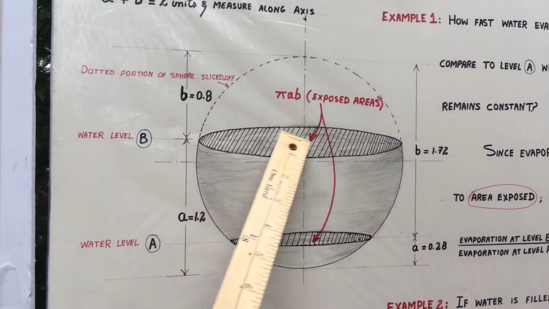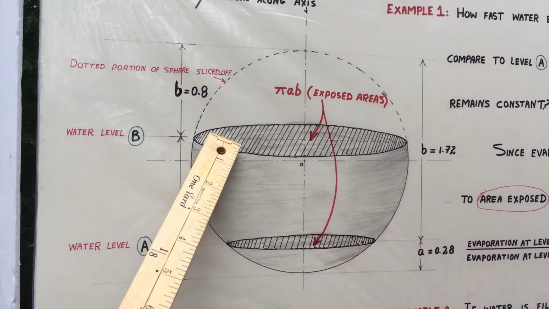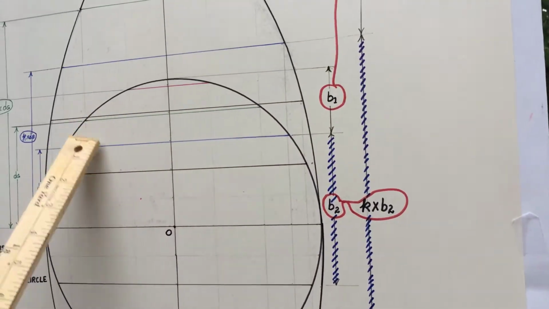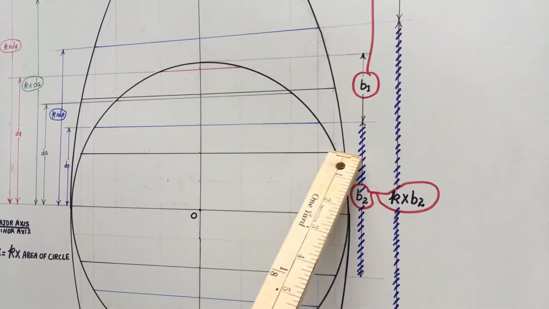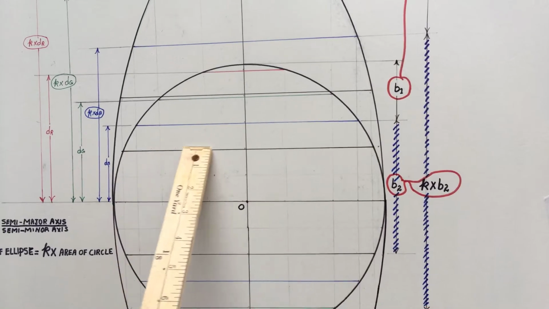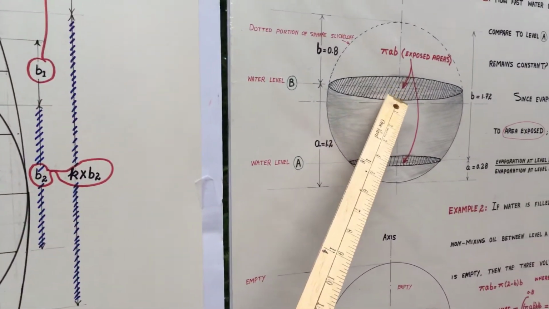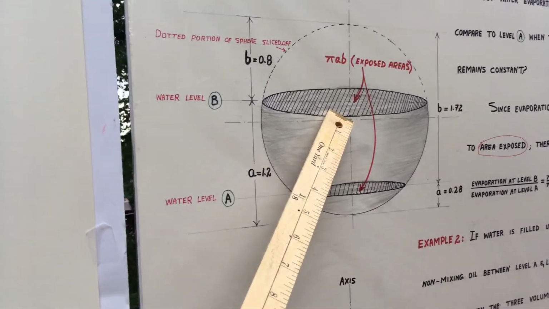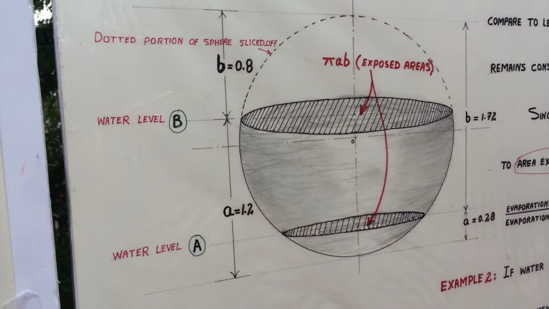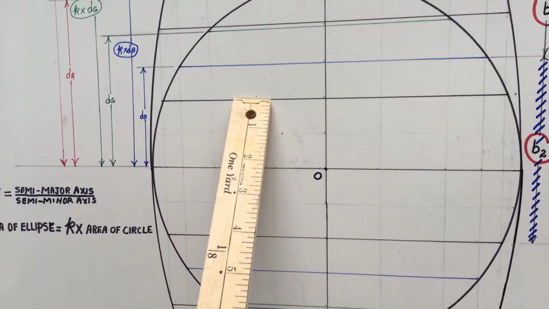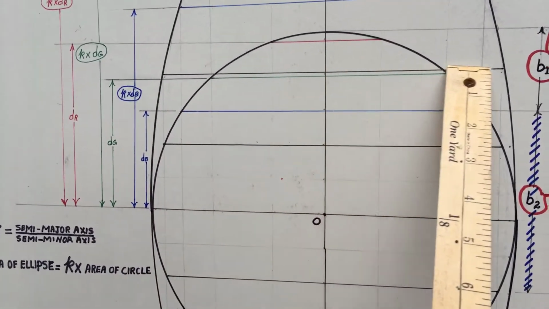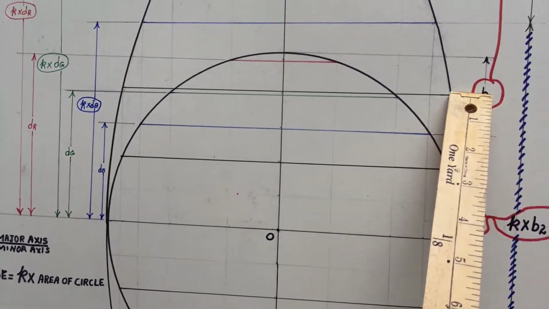Suppose this surface, which is given by the shaded lines, is given by this black line on the circle here, and this black line represents this exposed surface on the sphere. The value of this surface is pi AB, as in the previous example. So this line is transformed into this black line here on the ellipse, which represents the surface area.